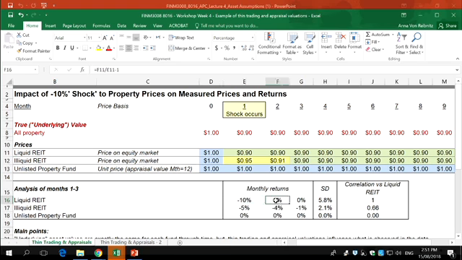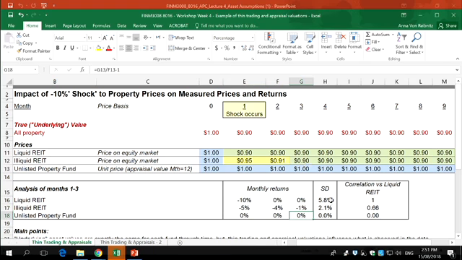Add another month, and now, okay, the illiquid REIT is still doing badly. It hasn't quite caught up with the liquid REIT. The unlisted property fund is still sitting at a 0% return. After 3 full months, the price drop for both the liquid and illiquid REIT has been compounded into the price, but the unlisted property fund is still sitting with no loss whatsoever.